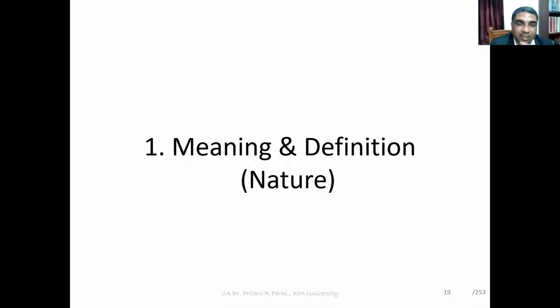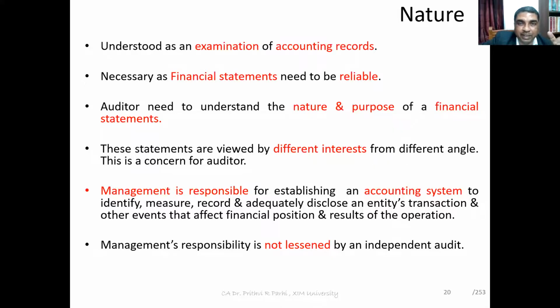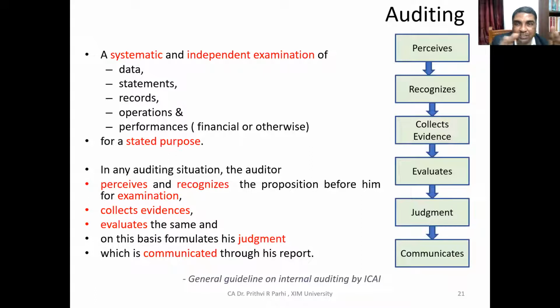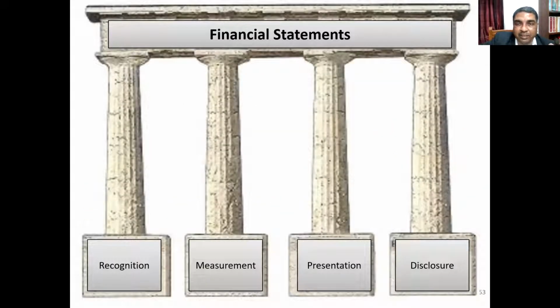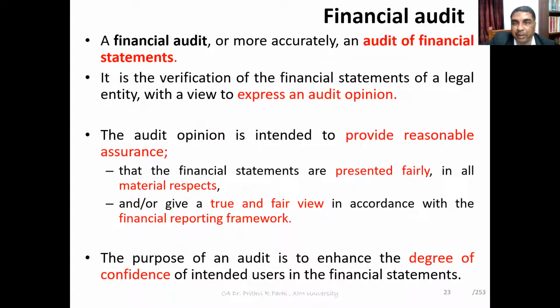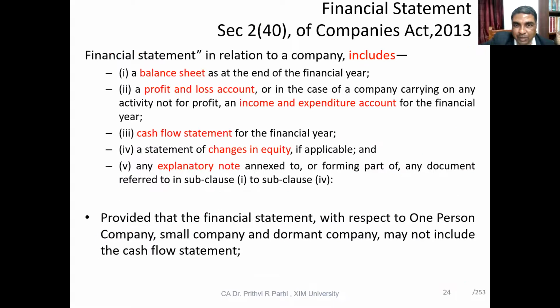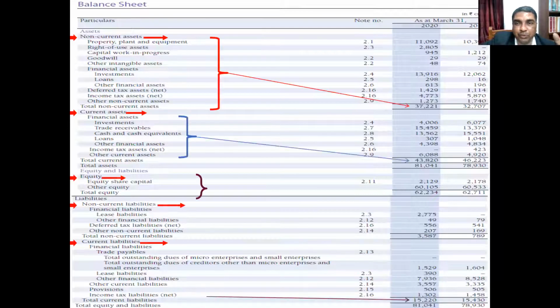Auditing is a process where the auditor expresses an opinion on the financial statement, right? That is in fact an independent opinion. The auditor examines the financial statement and collects related evidences. These are the various elements of the auditing process. The auditor perceives the situation, recognizes the incident, collects evidence, evaluates those evidences, then applies his judgment and communicates his opinion in the form of a report. Preparation of the financial statement is the responsibility of the management. The auditor gives an opinion on that. The meaning of financial statement we have already understood.